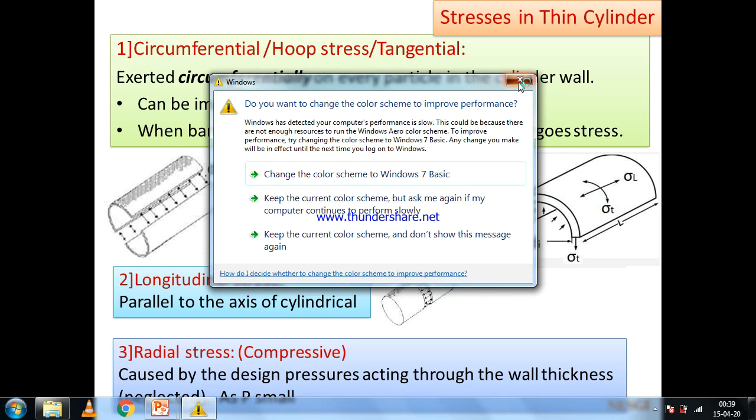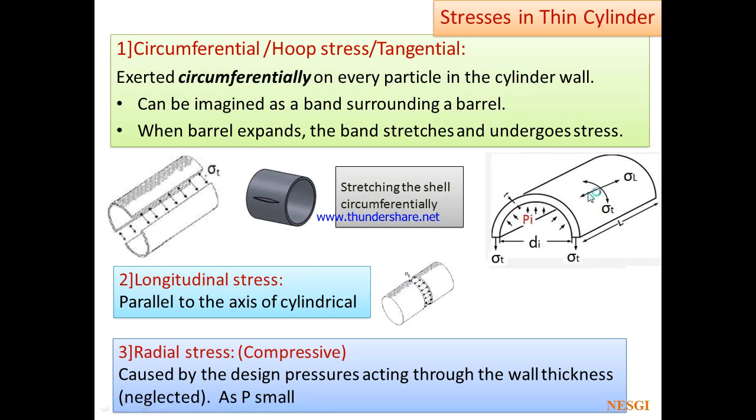First one is longitudinal stress. Longitudinal stress acts parallel to the axis of the shaft. Next is circumferential or tangential or hoop stress. This stress acts along the circumference of the cylinder, in this direction. Next is radial stress.